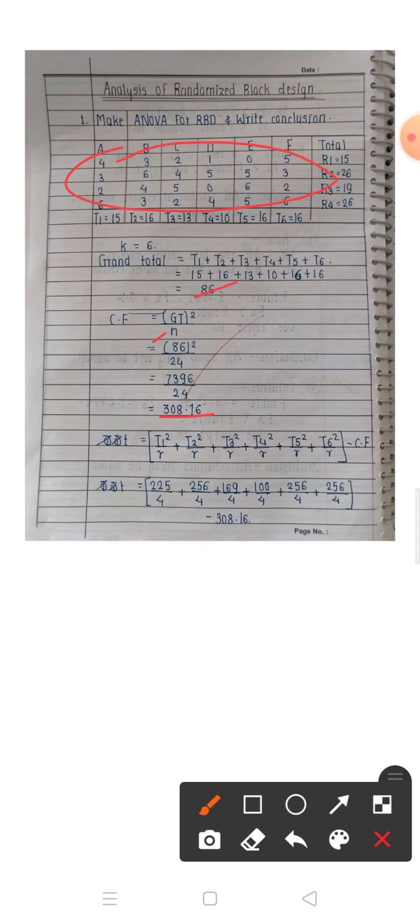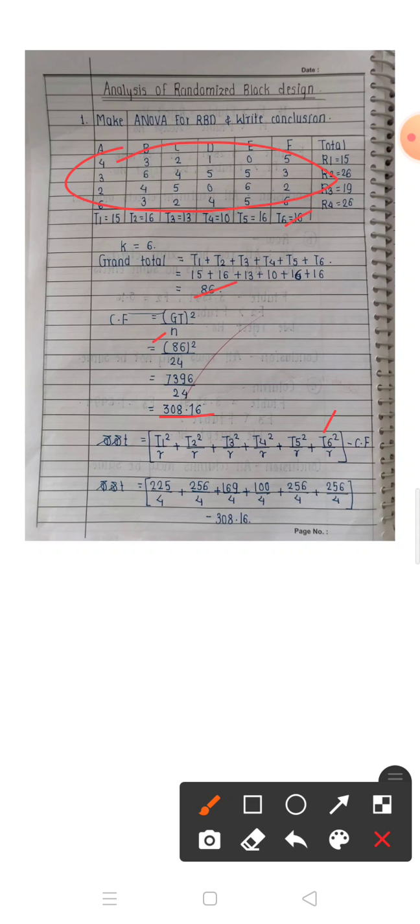Now next calculate SST, that is the treatment sum of square. What is the formula for calculating the treatment sum of square? The formula is T1 square divided by R, plus T2 square divided by R, plus T3 square divided by R, up to T6 square divided by R, minus correction factor. Here it is up to T6 because we are given 6 treatments.